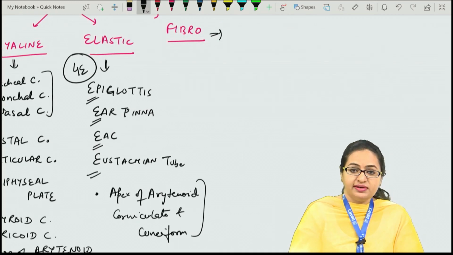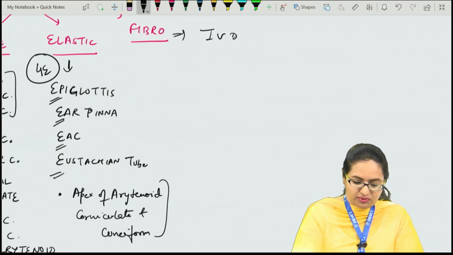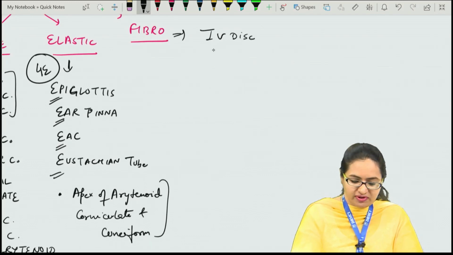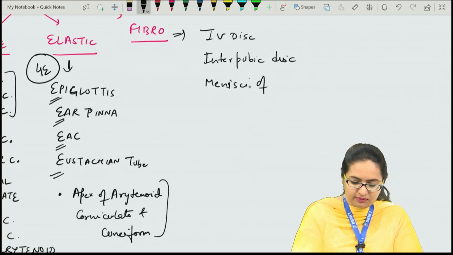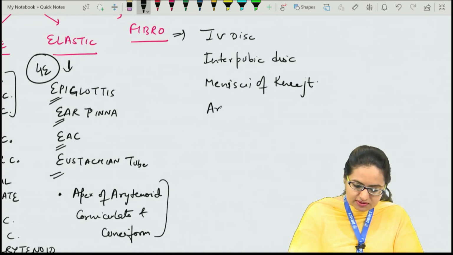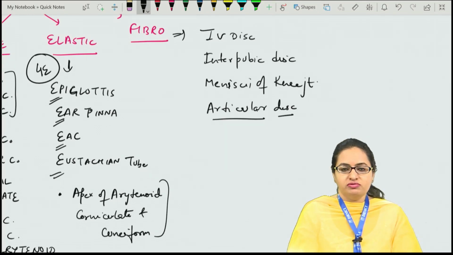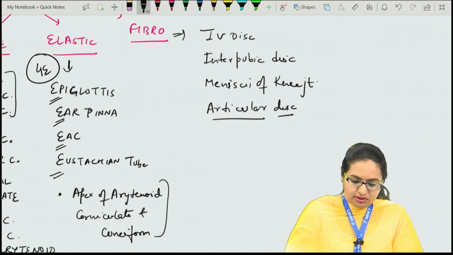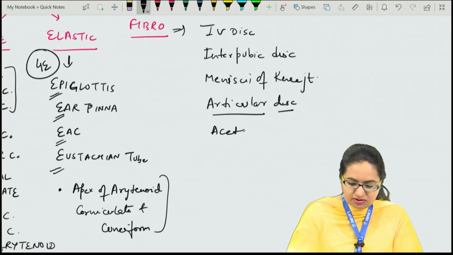For the locations of the fibrocartilage, it is characteristically present in the intervertebral disc, then the disc within the pubic symphysis, so the interpubic disc. Apart from this, in the menisci of the knee joint, then the articular disc. The articular disc, which is present in some of the synovial joints, includes the sternoclavicular joint, temporomandibular joint, as well as the inferior radioulnar joint. Then fibrocartilage is also present in the acetabular and the glenoidal labrum.